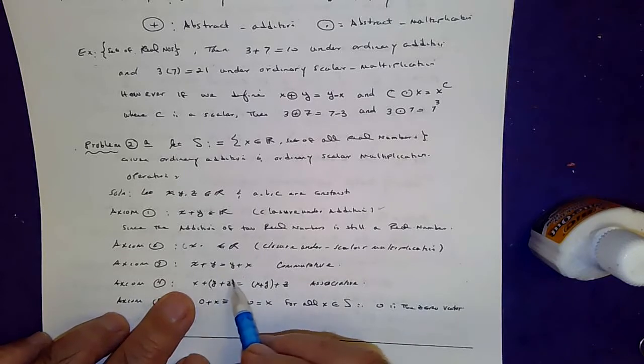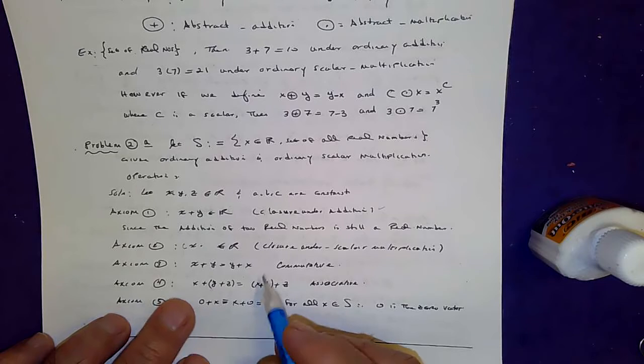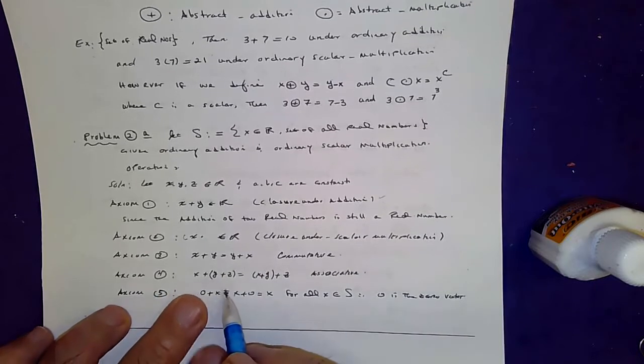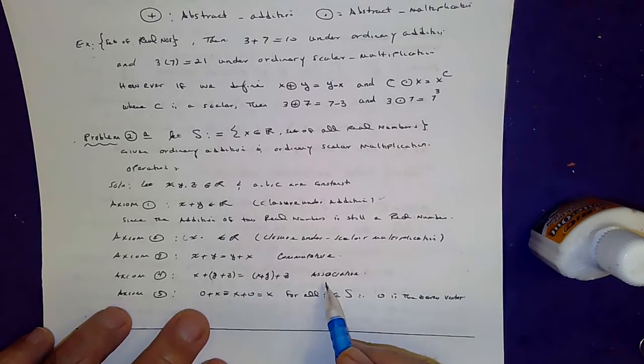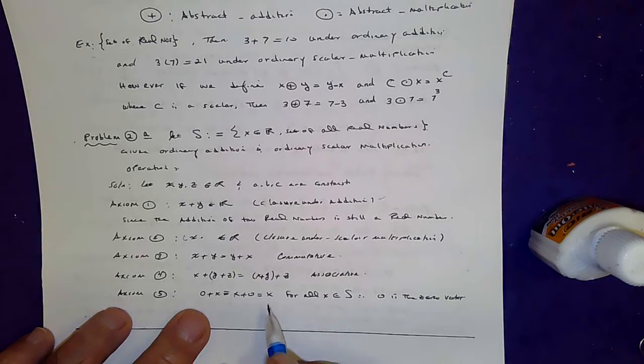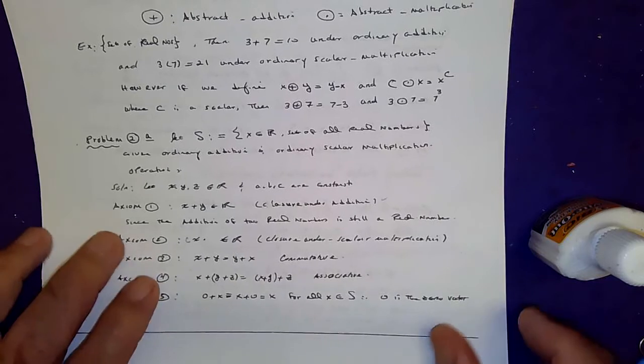Does the order of how I add two real numbers matter? No, it doesn't. Does it matter how I regroup three real numbers when I add? No, it doesn't. Associativity. What is the zero vector? What do I add to a real number to get the real number back? Well, turns out the zero vector is 0, the number here.